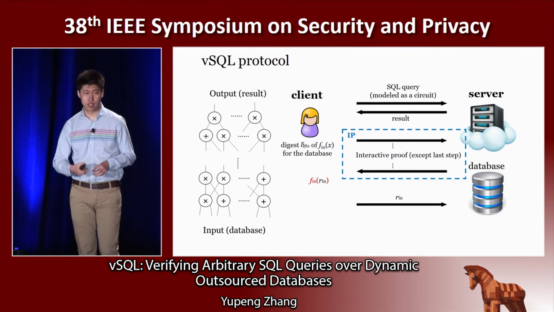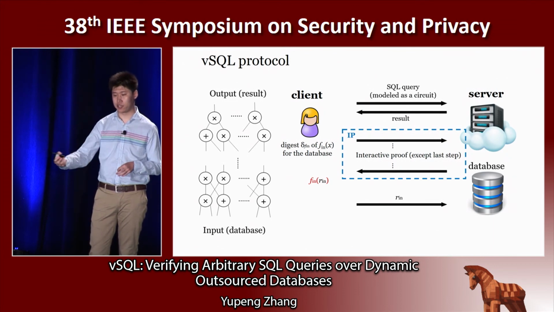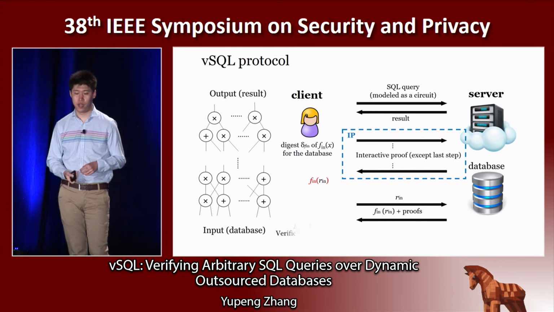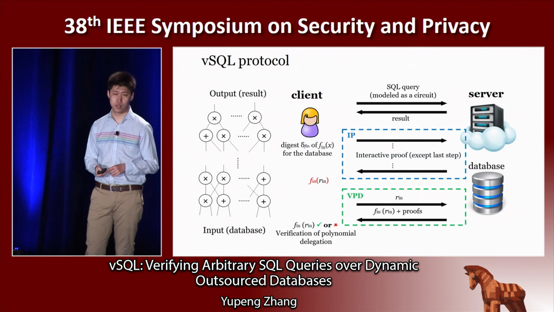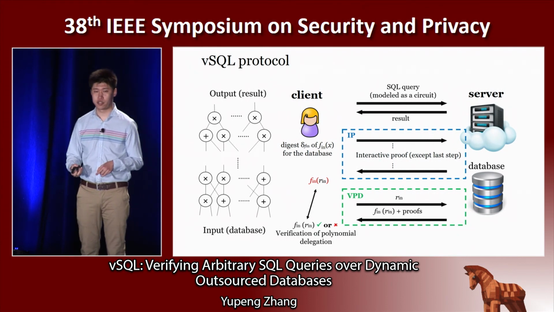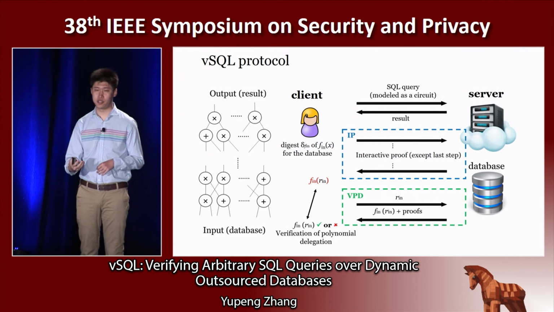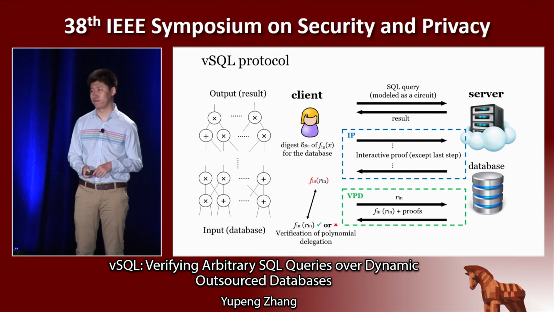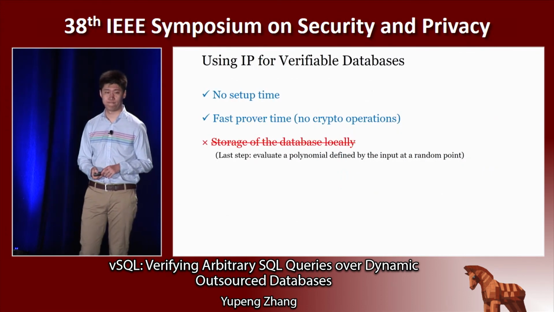After that, the client uses our VPD protocol to further delegate the task to the server to ask what is f in r in, and use the protocol to validate this correctness. This is the VPD part. Finally, the client checks these two values are equivalent. This completes the last step of IP and guarantees that the result is correctly computed.